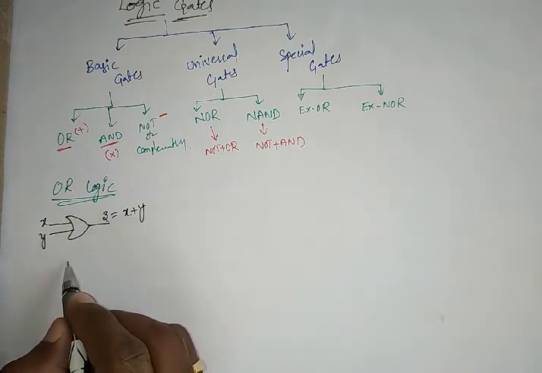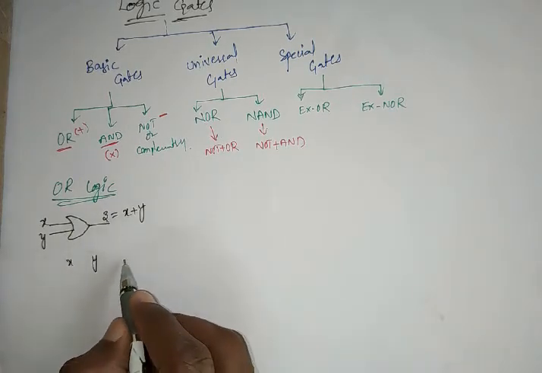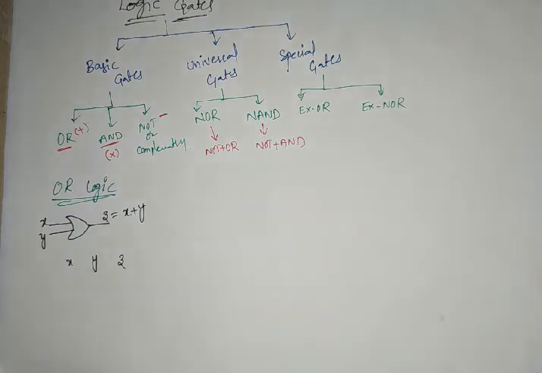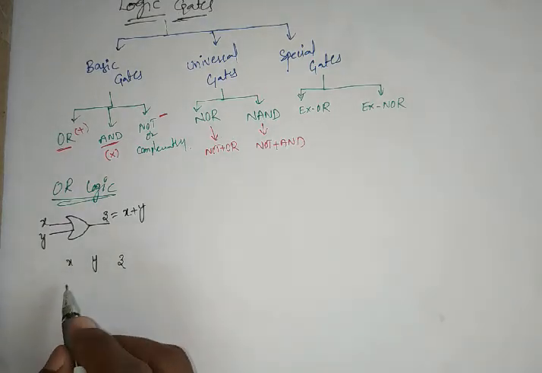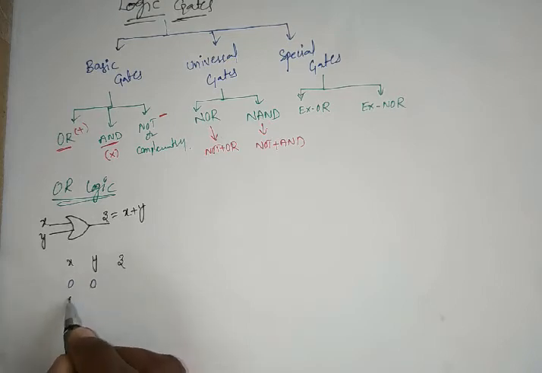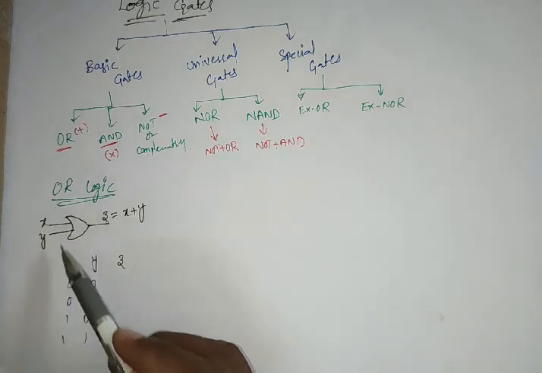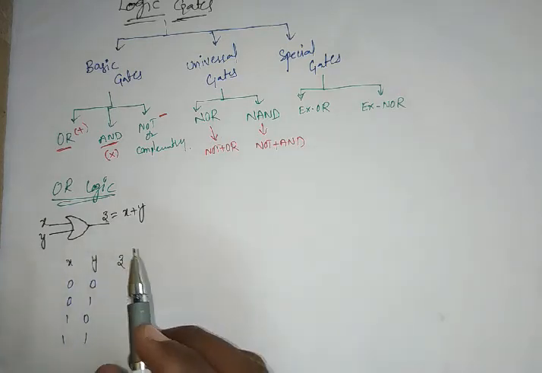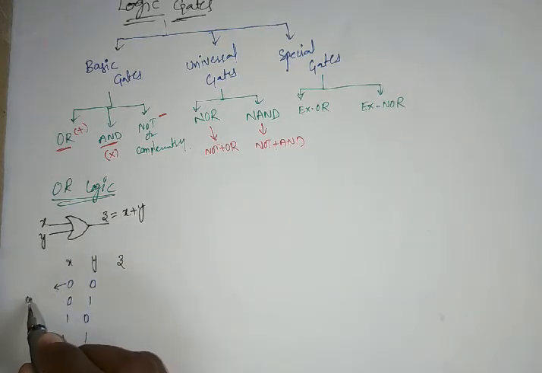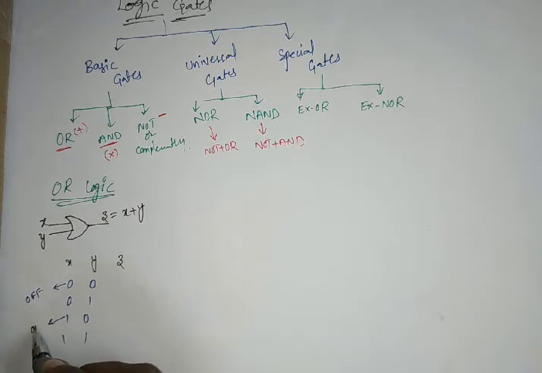The truth table representation has x and y, two variables, and z is the output. The possible combinations of the two variables are 0 0, 0 1, 1 0, and 1 1, the 2-bit binary combinations. These are the inputs, or switches. In switching cases or logic gates, 0 is represented as off and 1 is represented as on.